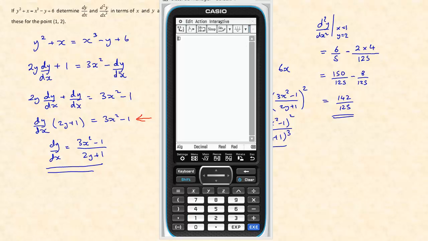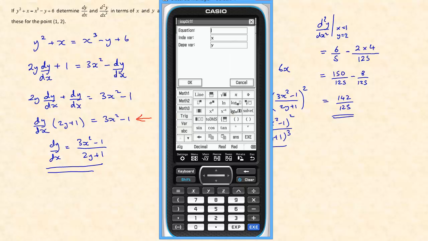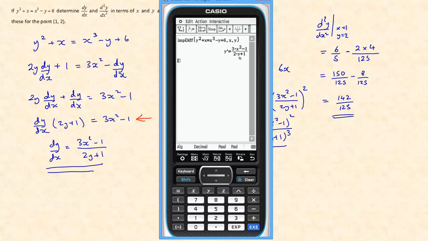Let's see what we can get from the calculator here. So we've got impdiff just here, and we could put in our y squared add x is equal to x cubed minus y plus 6. If we OK that, 3x squared minus 1 over 2y plus 1, which is what we got here. Now there was no feature where we could substitute in. We need to do that manually. The x is 1 and the y is 2.